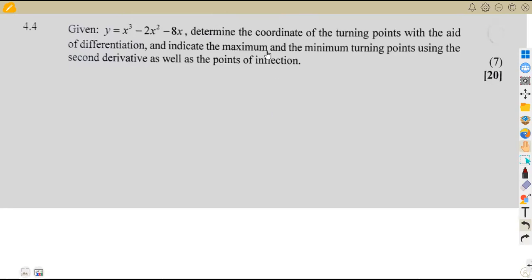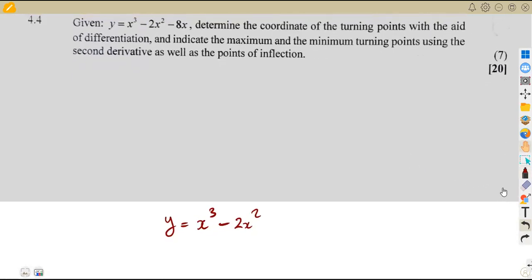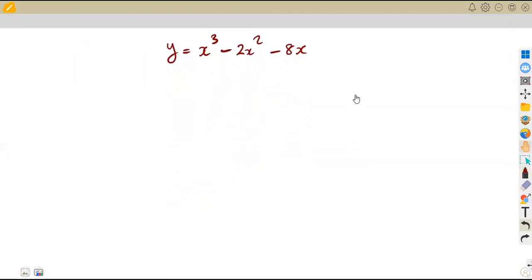Then you're asked to determine the coordinates of the turning points with the aid of differentiation from this cubic expression, whereby we are given y is equal to x to the exponent of 3 minus 2x squared minus 8x. All right, so this is 8x. All right, so let's see. This is what we were given. We're asked to determine the coordinates of the turning point. That is the first question. We shall talk about how to indicate maximum later on. Let's talk about the turning points in this case.